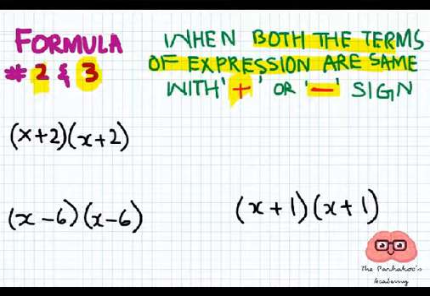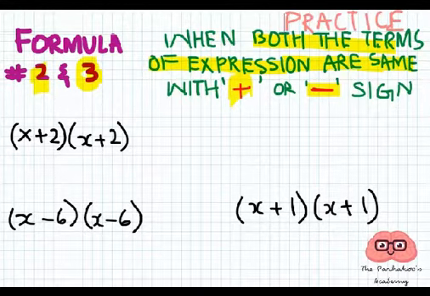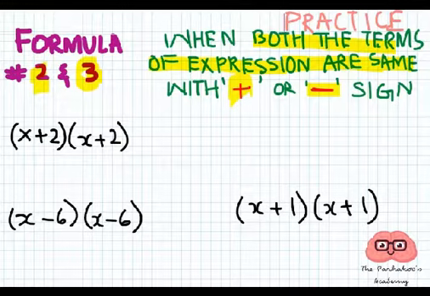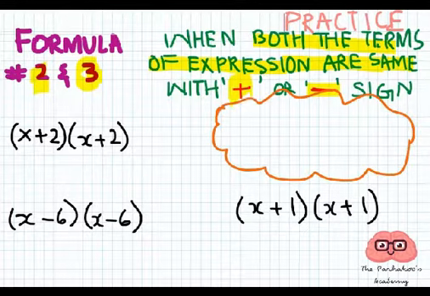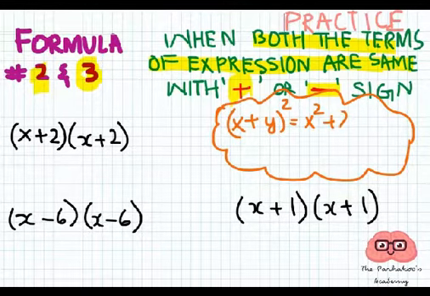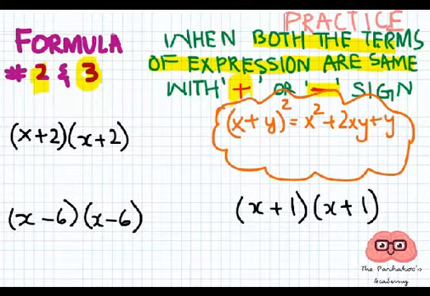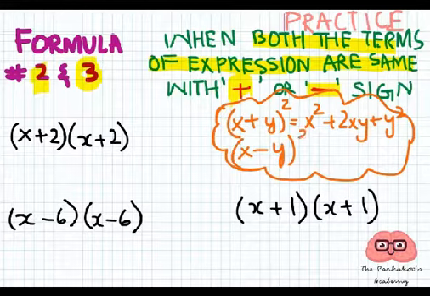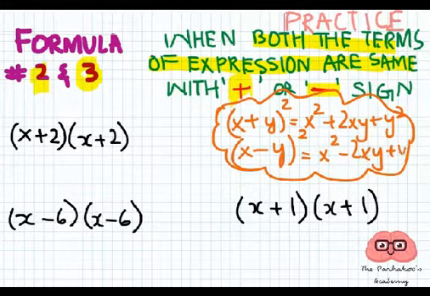Okay, so it's practice time. Before starting it off, let me jot down the formula for you. So let me write the formula here. When we have x plus y whole squared, the formula is x squared plus 2xy plus y squared, and when we have x minus y kind of scenario, then we have x squared minus 2xy plus y squared.